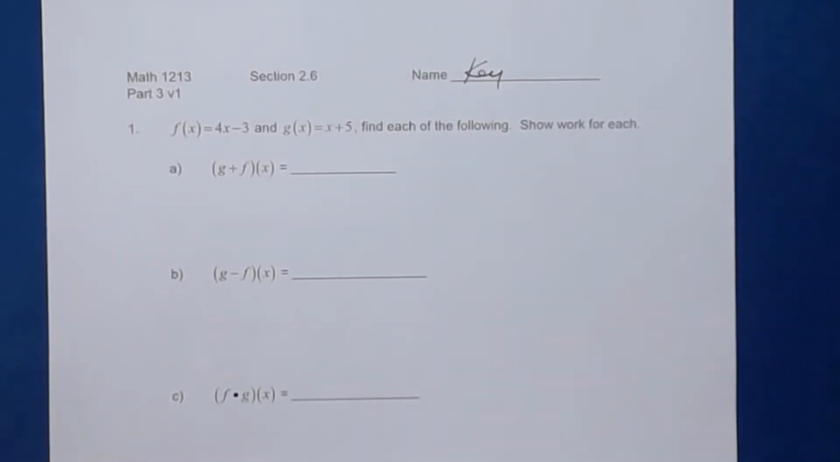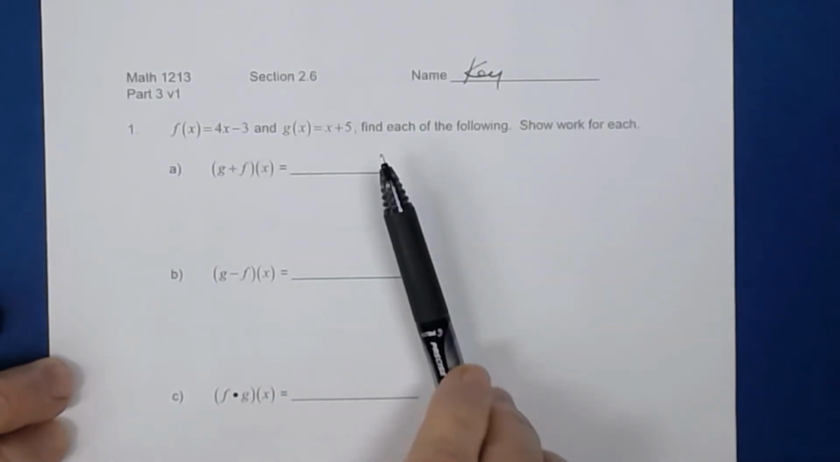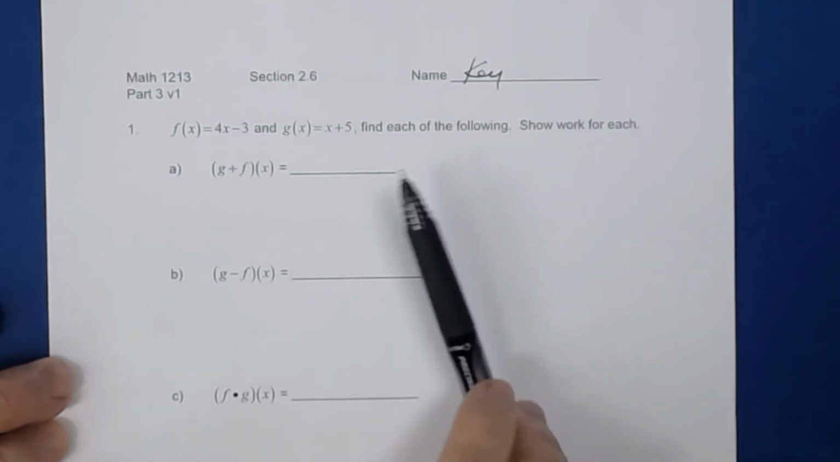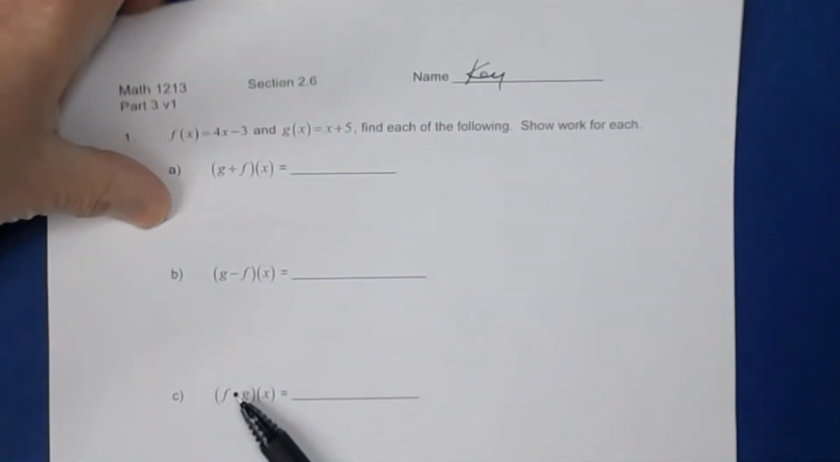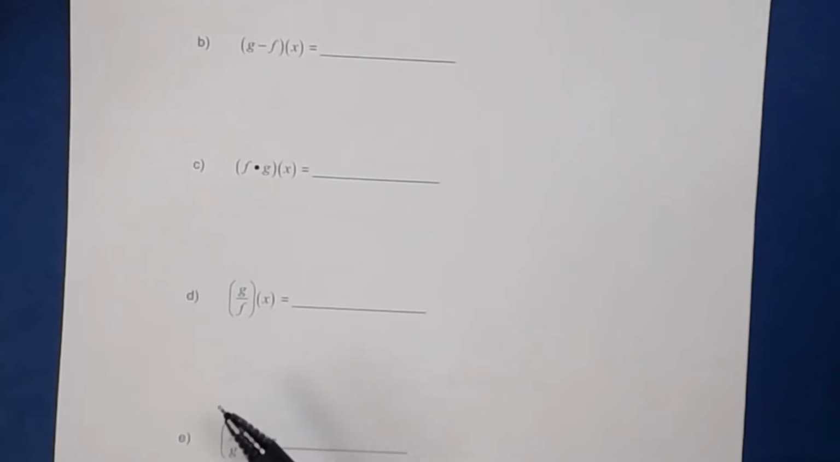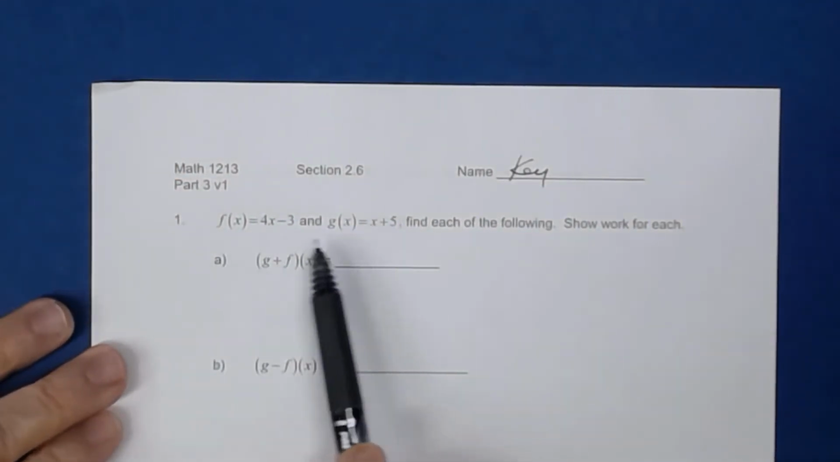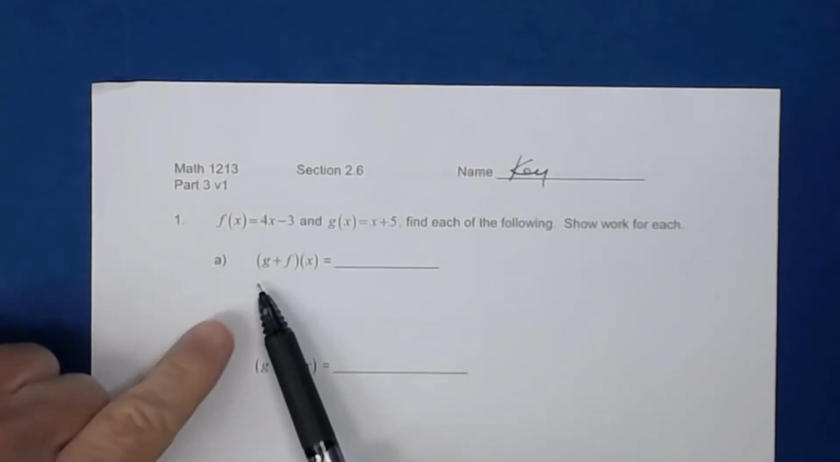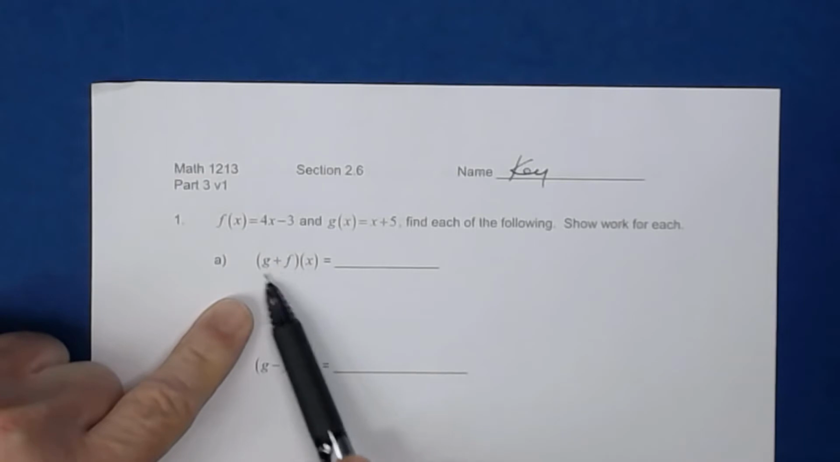This is a key to worksheet 2.6 part 3, and on this worksheet you're going to have two functions and you're going to combine those functions, whether it's addition, subtraction, multiplication, or division. All right. And so in number 1 you have these two linear functions, and so you want to add those two functions. Now this notation, you have to know your notation.